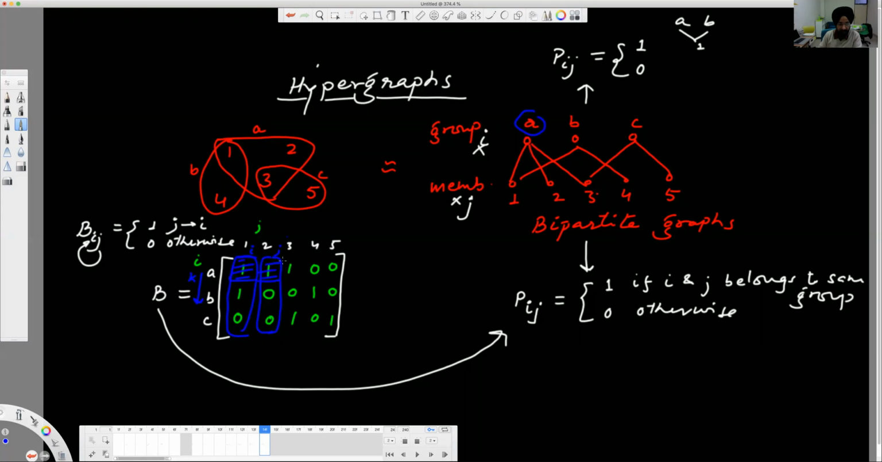In terms of i and j, how can I write it? I will write B of i, k, meaning i belongs to group k. This is the convention, remember this. i belongs to group k times j belongs to the same group k. If this is 1, then I have an edge. Then I know that i and j belong to the same group. Then in Pij, I can have the value 1.